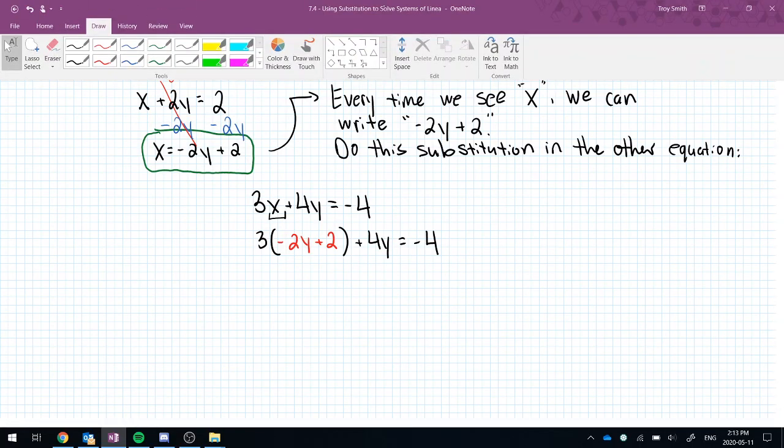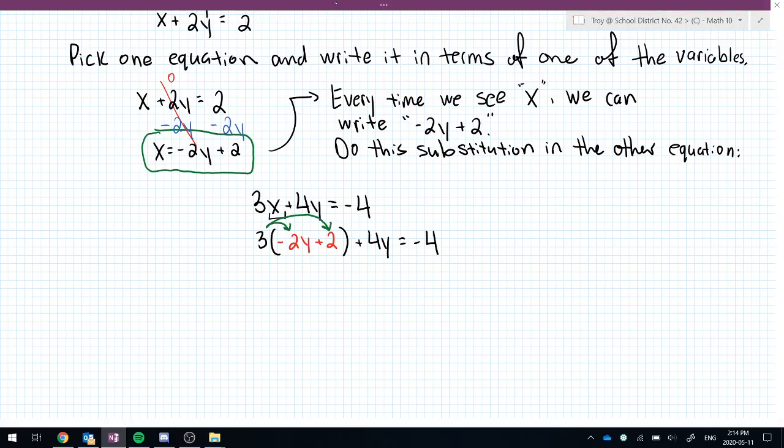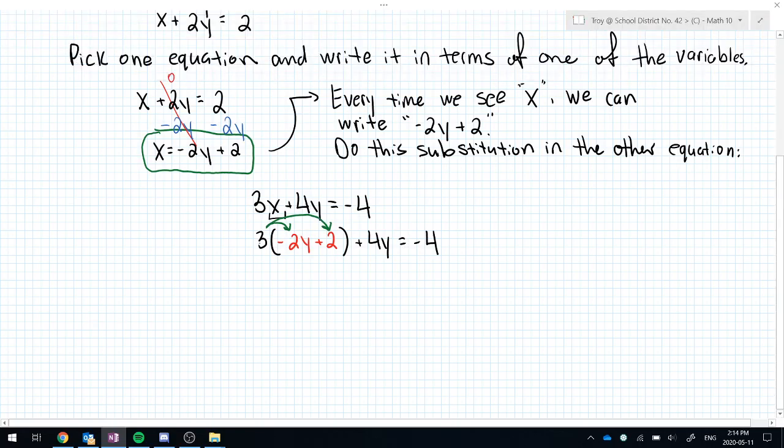So we're going to have to expand, right? We're going to have to distribute this 3. We're going to have to multiply it in using our distributive property, right? So for that one, we got 3 times negative 2y. It's negative 6y. 3 times 2, 6. Plus 4y equals negative 4. Collect our like terms here. So negative 6y plus 4y is going to be negative 2y.